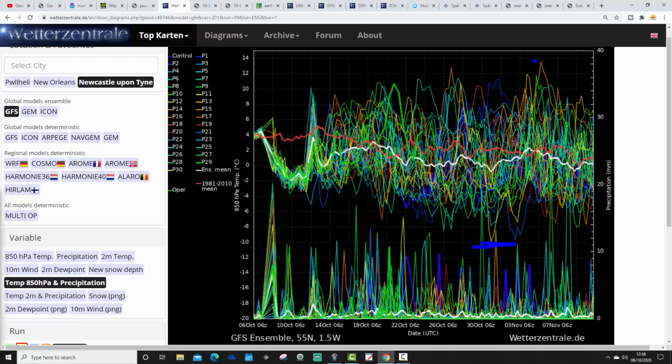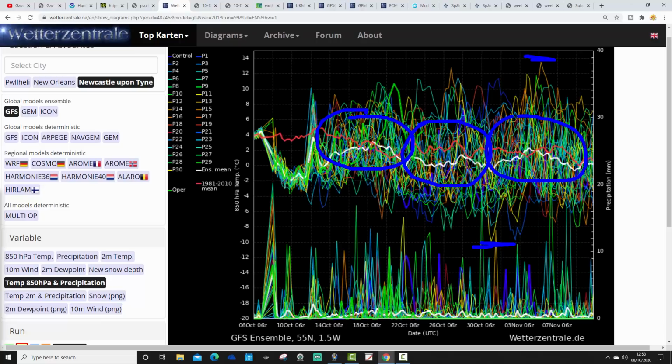But conversely, we've got this one up here that's going up to around plus 15 at 850 hPa. So I'm not sure how much value this has. It's very interesting to be able to extend the GFS ensembles out to a month, but I'm not entirely certain how much use these are when there's going to be so much scatter the further out you go.